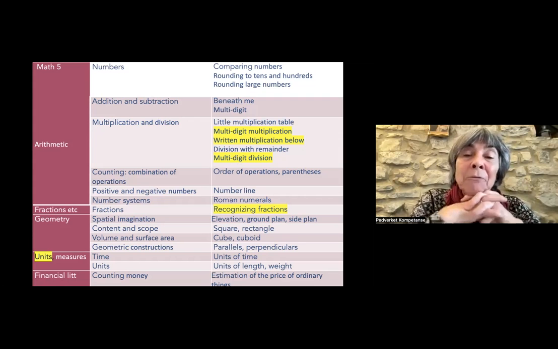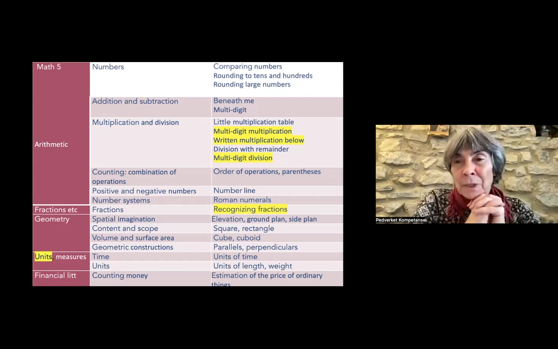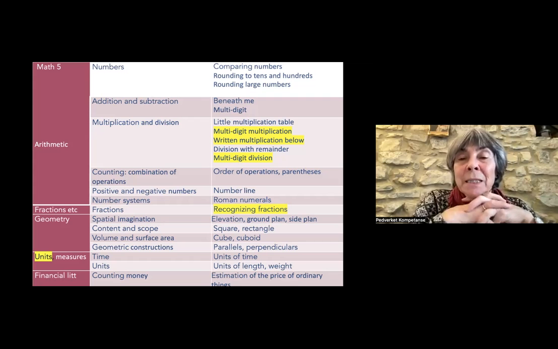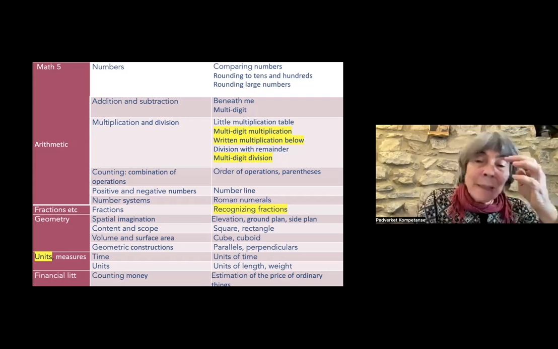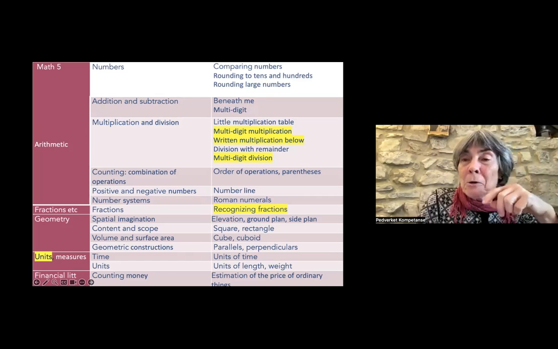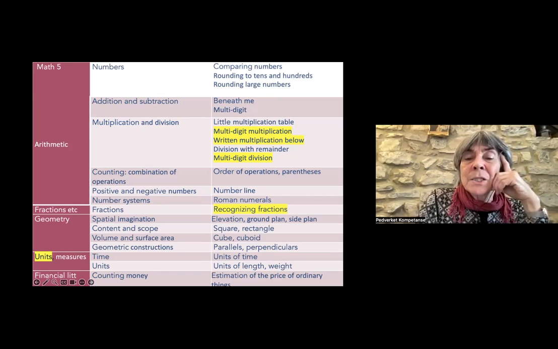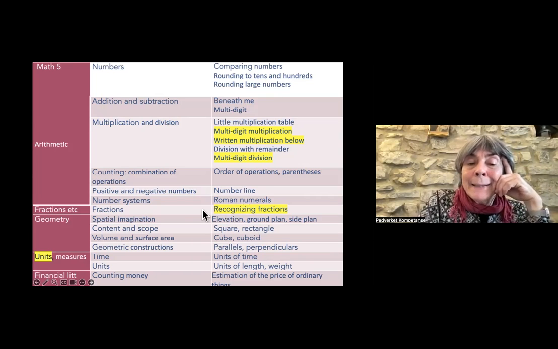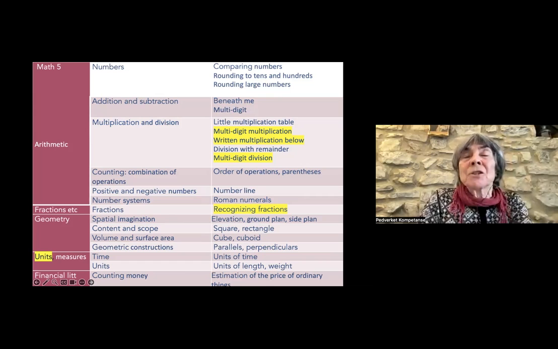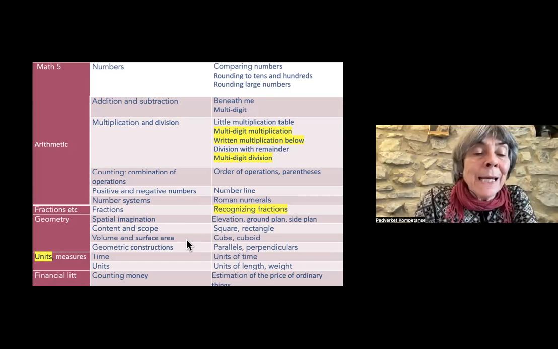In arithmetic for the 5th grade, I want to focus on those things that have a yellow color here, which is the multi-digit multiplication and the written multiplication below, and there was below 100, I think it says. I'm not sure if there is a word missing there. And also multi-digit division, a little bit about fractions, about recognizing fractions, actually, when it comes to this age.